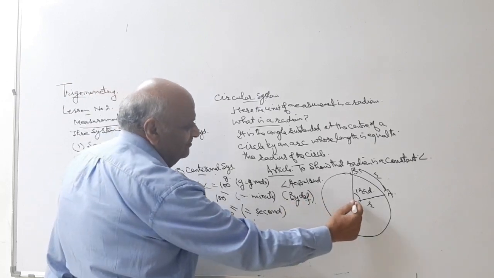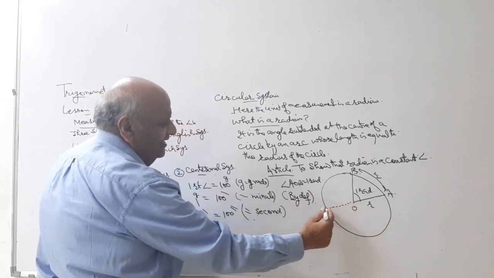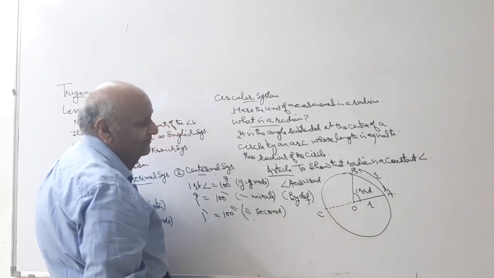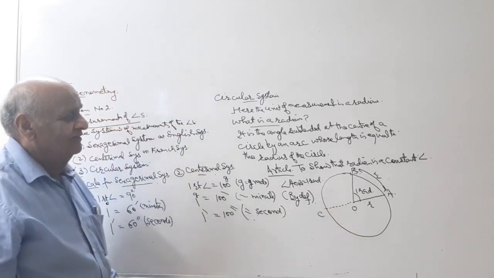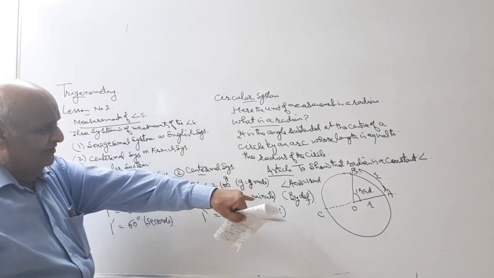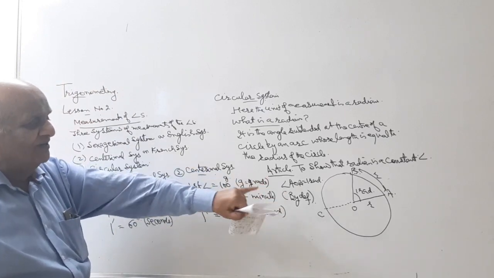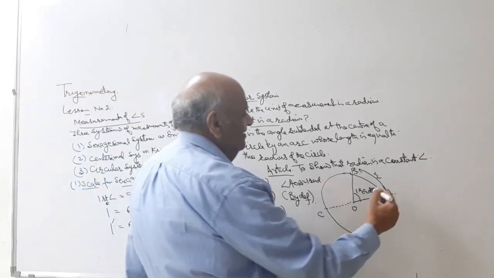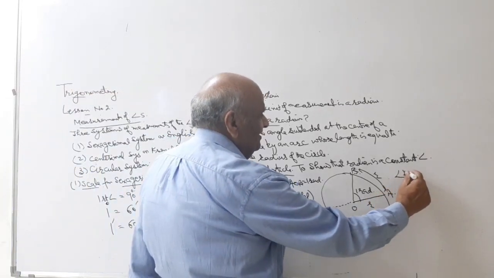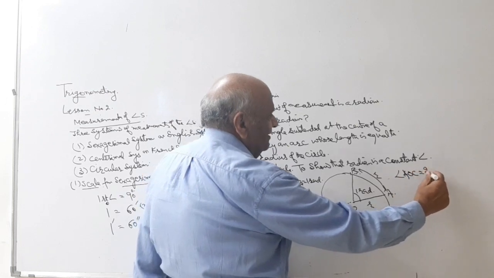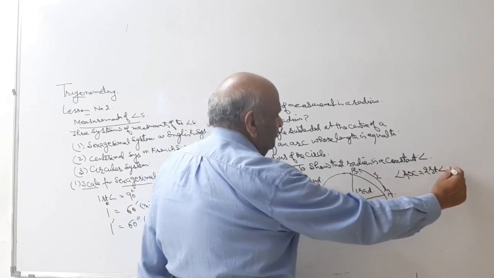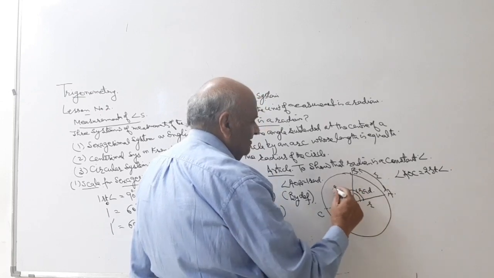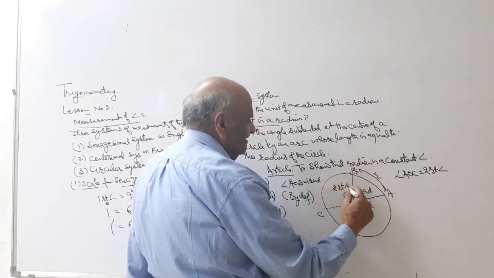Now produce AO to meet the circle in C. Then angle AOC is equal to 2 right angles. This angle is 2 right angles, which is 180 degrees.